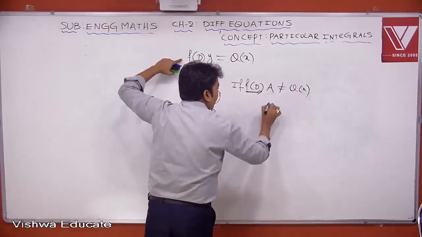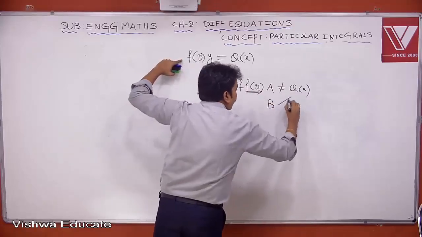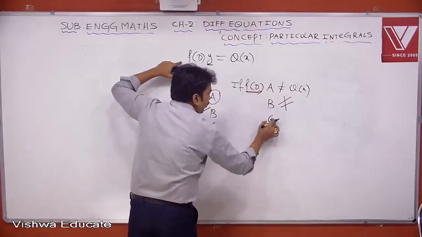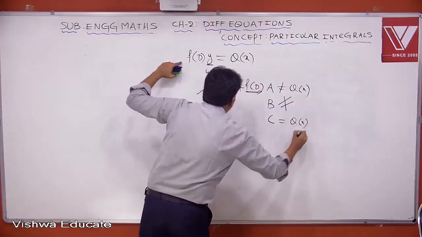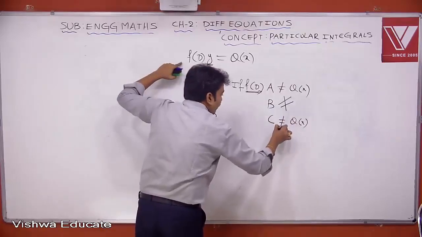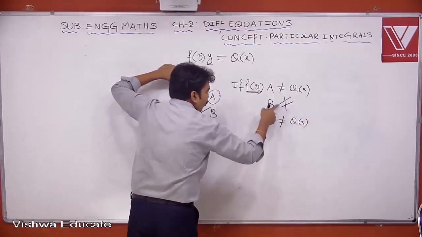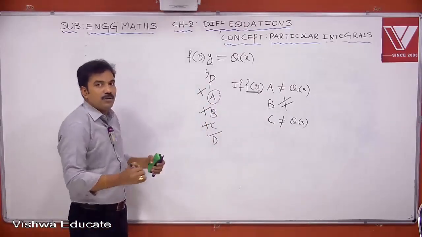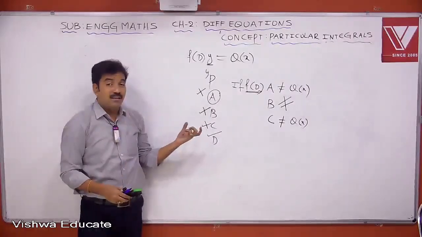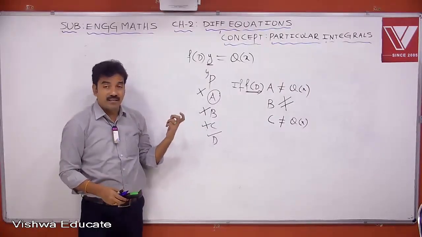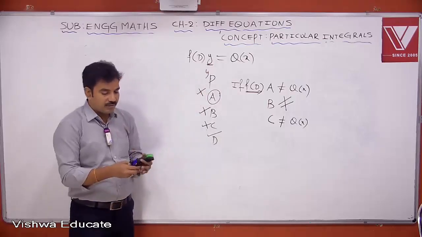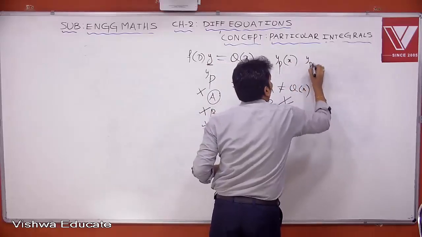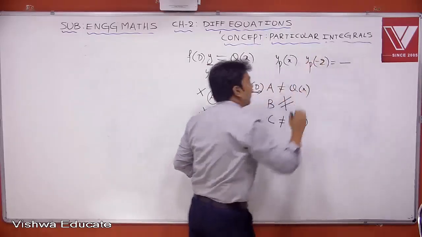Suppose you are not getting this, then go with B. If f of D of B equals q of x, then B is the right answer. Suppose it is not true, then apply f of D with option C. If it is q of x, then option C is the right answer. If it is not equal, then C is a wrong answer. Since it is not matching with B, B is not the right answer, A is not the right answer, so D is the right option. So simply you can verify options. But the difficulty occurs if the question is like this: if the particular integral of this equation is, for example, yp of x, then what is yp of minus 2? If the questions are given like this.